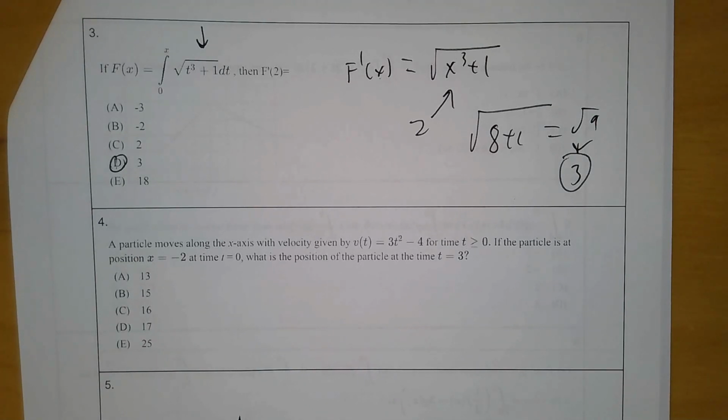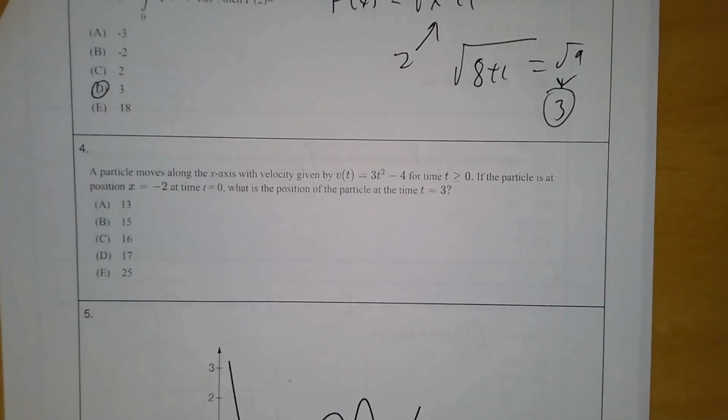A particle moves along the x-axis with velocity 3t squared minus 4. The particle is in position -2 at time 0. What is the position of the particle at time t equals 3? So this is very similar to the calculator problems. There's two ways to do it.